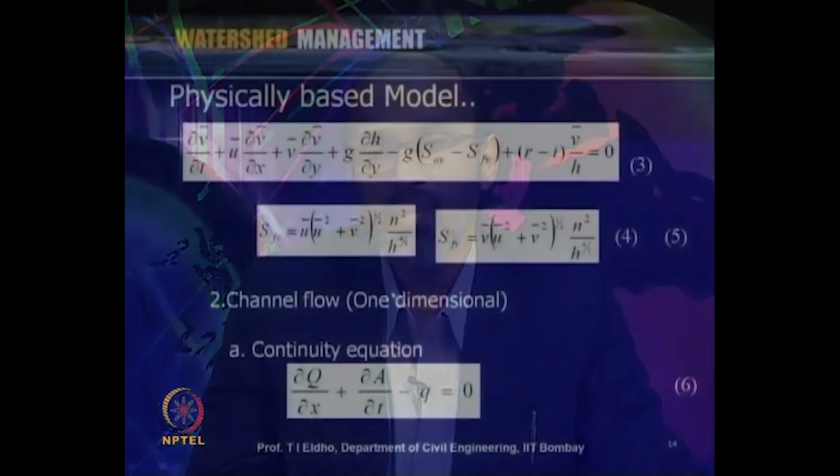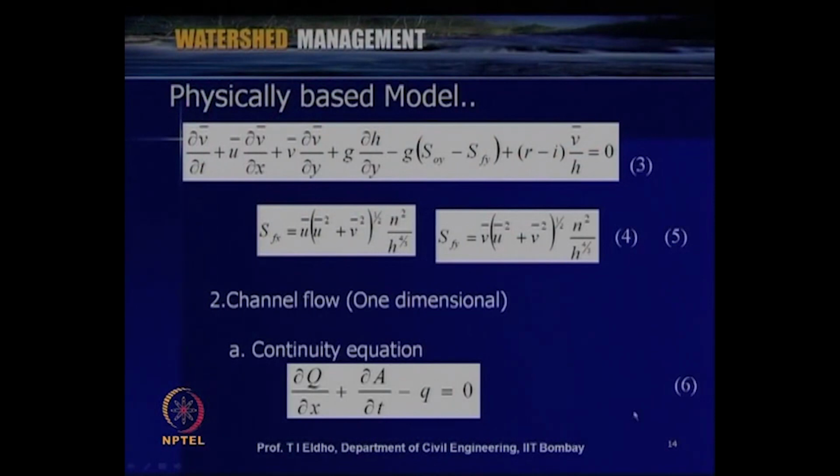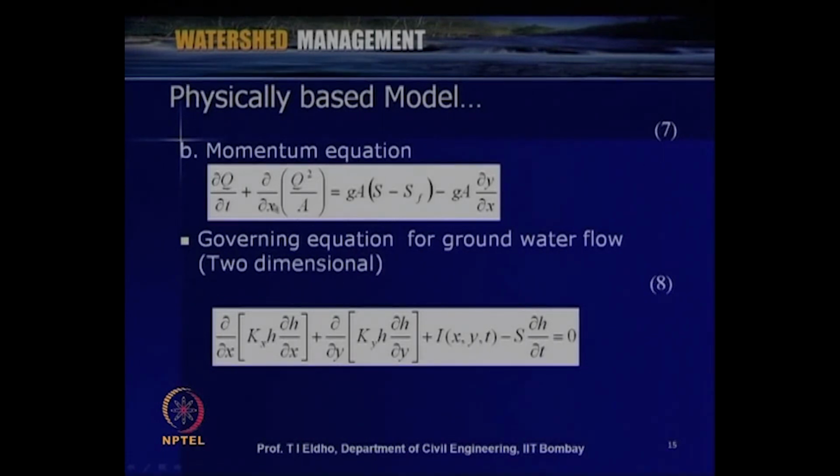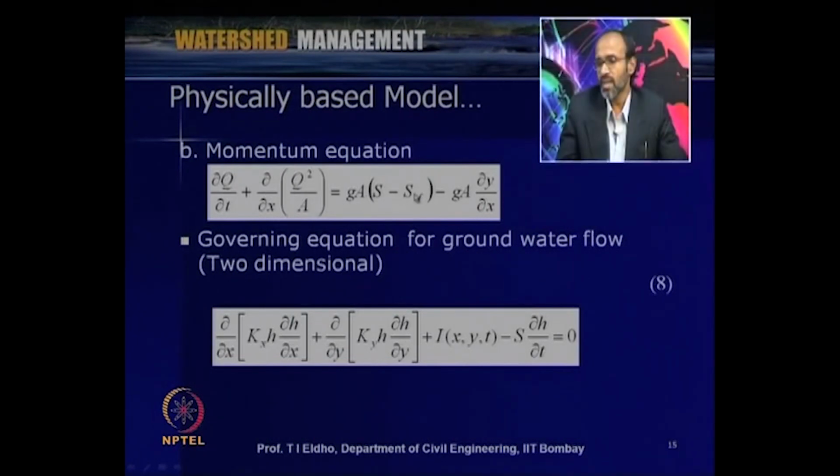So, for 1-dimensional channel flow modeling, we have to solve the continuity equation and the momentum equation. The continuity equation is given by del Q by del x plus del A by del t minus q is equal to 0, where Q is the discharge, t is the time, A is the flow cross section area, and small q is the overland flow component coming to the channel, which we have to route. The momentum equation in 1 dimension is shown by equation number 7, which is del Q by del t plus del by del x of Q square by A is equal to g A into S minus Sf minus g A into del y by del x, where Sf is the energy slope, S is the channel slope, and g is the acceleration due to gravity.